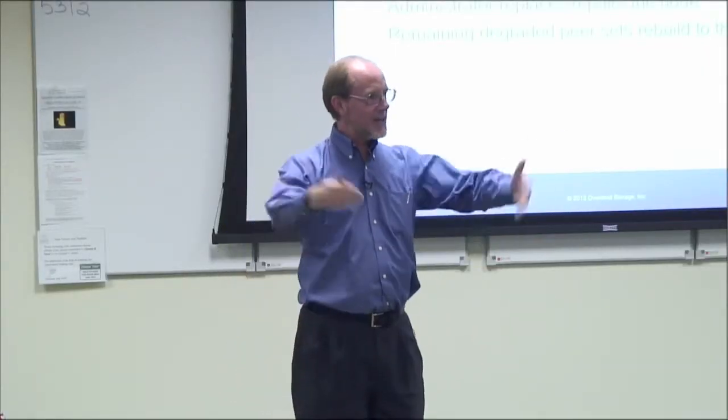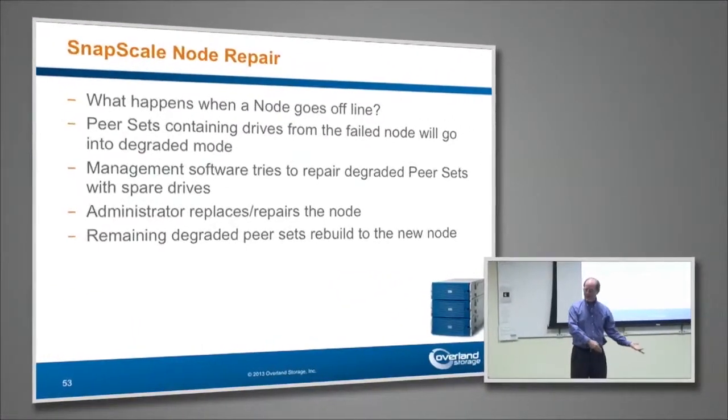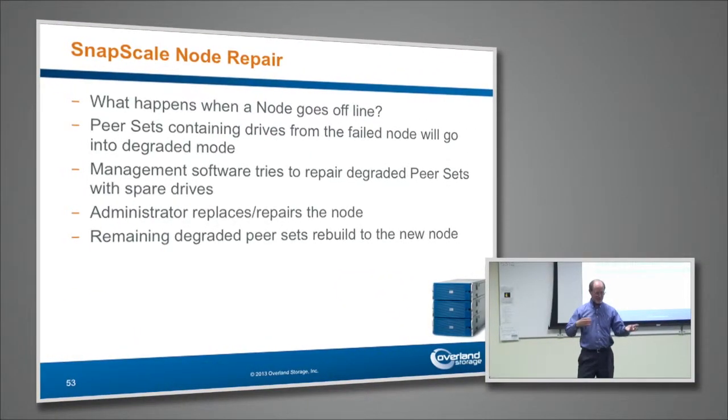All right, so what happens when a node goes offline? Well, a node has a lot of peer set members, doesn't it? So when the node goes offline, a lot of peer sets go degraded. When all those peer sets go degraded, each one of them argues over who gets to repair. Now, depending on how you provision your cluster, you may or may not have enough spares to repair an entire node failure. That's a choice you make when you set up your cluster. You can select how many spares you have. If you have enough spares, then all those peer sets can repair. If you don't, then they're left degraded.